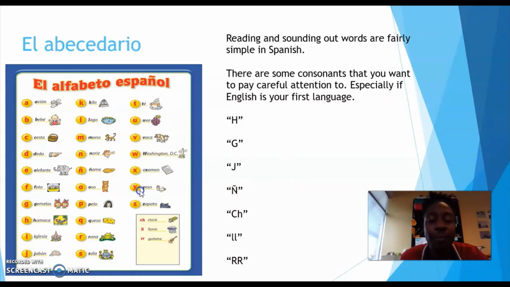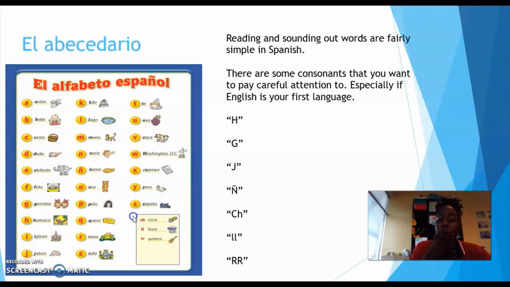Y. When I was a child, we called this letter i griega. That's quite the mouthful for just the letter Y. So now it's pretty acceptable to call this letter ye. Here we see it used in the word yeso, and then zeta, like zapato.